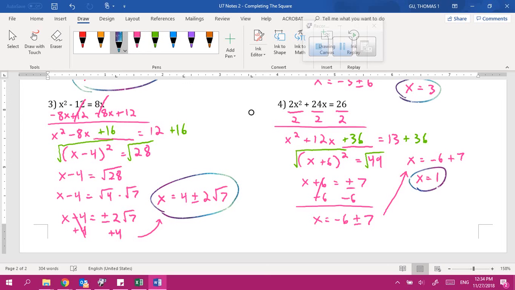And now how do I get the other answer? Which means x equals negative 13. Very good. And those are your two answers. X equals 1 and x equals negative 13. And this is a method you can always use to solve for x with quadratic equations. It's completing the square.